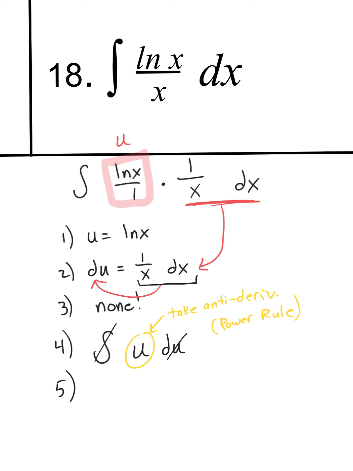Now we have to remember the power rule for antiderivatives. We add 1 to the exponent, so that's u to the first. When we add 1, we get u to the second over 2, plus c for an indefinite integral. The sixth step, pull out the 1/2 u squared plus c and plug in u.